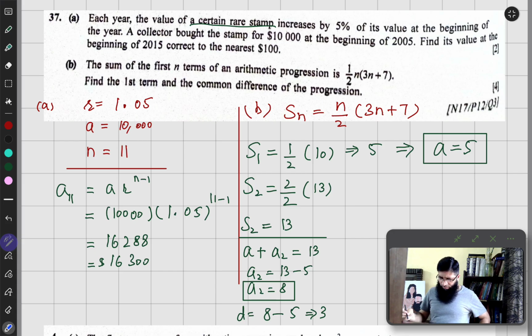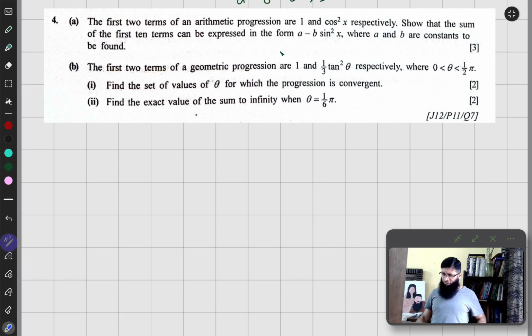Now look at the second question. It is given in the statement that the first two terms of an arithmetic progression are 1 and cos square x, and show that the sum of the first 10 terms can be expressed in terms of sine square x, in this form, where a and b are constants to be found.